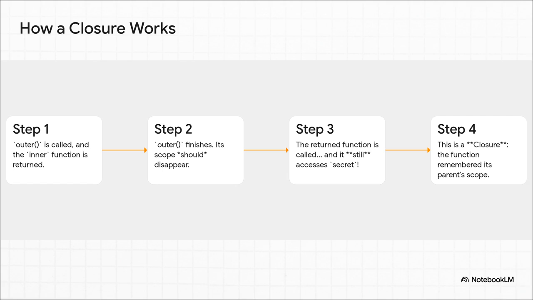Const getSecret equals outer. Okay, step 1, outer gets called. Step 2, it creates and returns the inner function, which we've now saved. Now step 3, outer is finished, right? So its secret variable, logically, should be gone forever. But, and this is the magic part, when we call our getSecret variable later on, it still remembers and can access the secret variable. How is that possible?